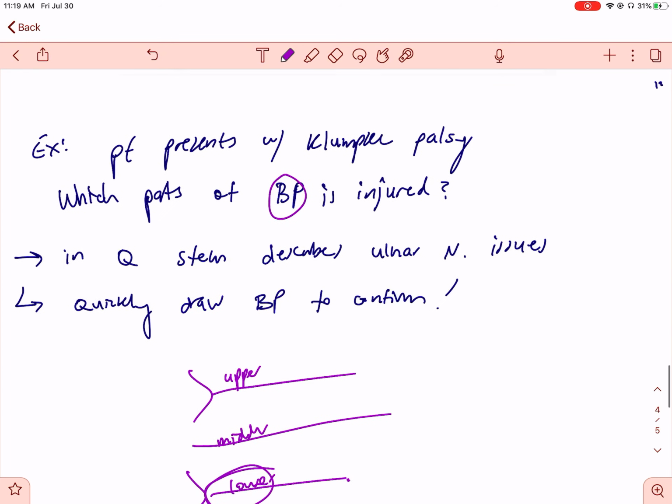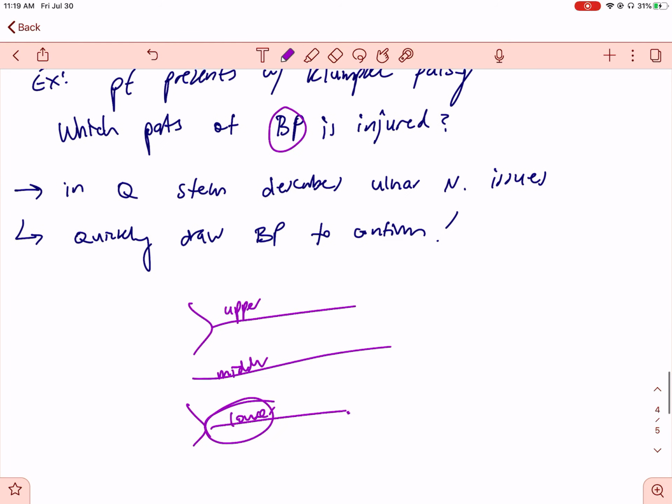So these are just basic tips. There's many more questions. If you keep practicing the questions, you'll know exactly what you need to know from the brachial plexus.